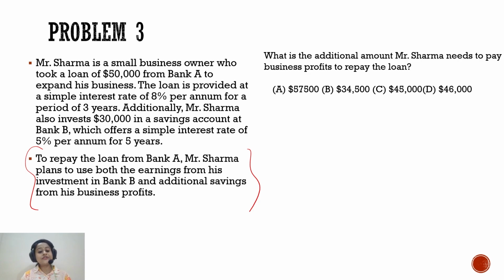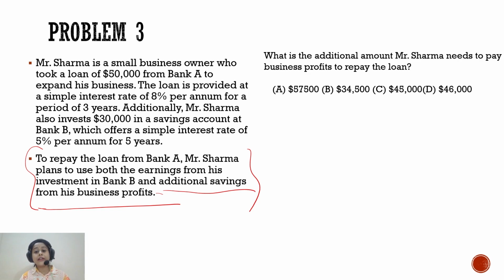Sharma first plans to use the earnings from his investment in bank B, because since he has invested in bank B, he will generally have a certain amount of income from it. So he will use this to pay back the loan, and the rest he will collect from his business profit, from additional savings. So the question is, how much does he have to take from his additional business savings? How much does Mr. Sharma need to pay from business profits to repay the loan? That we have to find out.